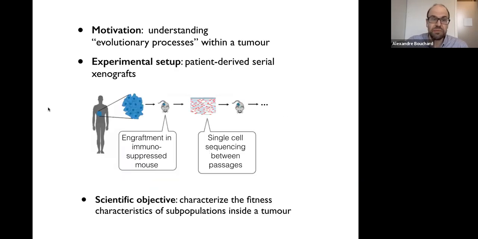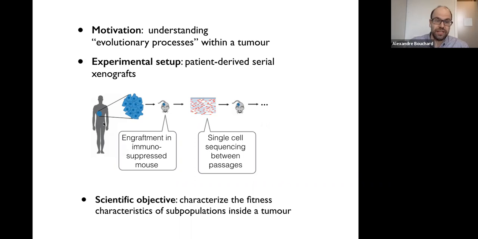And so the motivation for this model I will talk about in the first part of the presentation is to understand this evolutionary process within a tumor. And part of this presentation will be to try to define a little bit more precisely what I mean by an evolutionary process, mathematically speaking. The experimental setup that motivates also the observation model for our work is patient-derived serial xenograft.